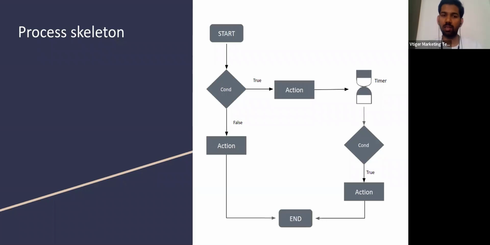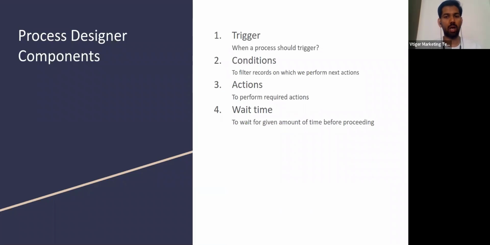So keeping all these things in mind, we enable these components in our process designer, which I'll explain in detail in the demo. The first thing is the trigger. This component will decide when a process should trigger. The second thing is the conditions. Where you want to filter any records, this component will help you filter the records. And actions, a set of actions you want to perform on the records filtered by these conditions. And a wait time component, to wait for a given amount of time before proceeding. So these are all the components we have enabled in our process designer.